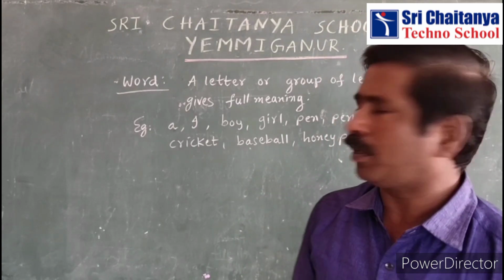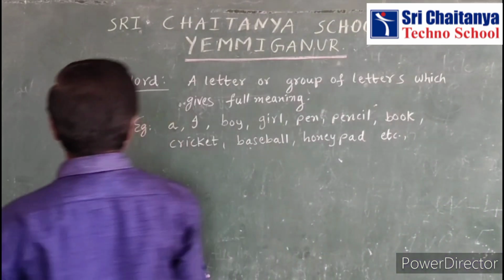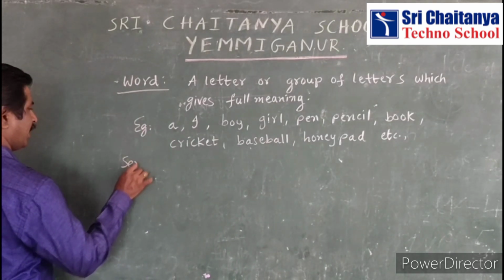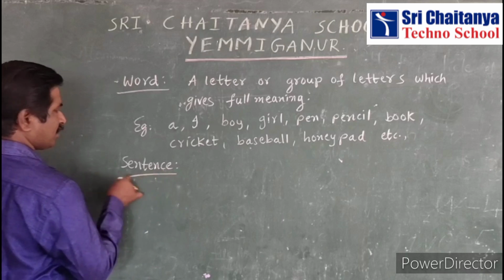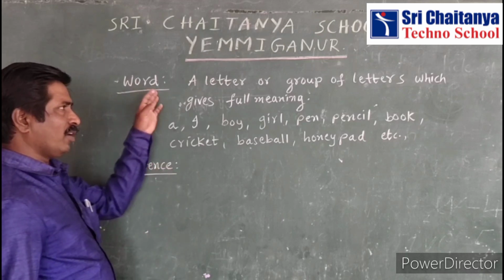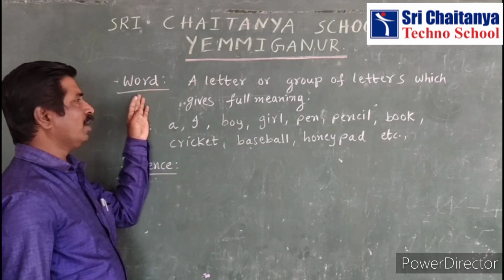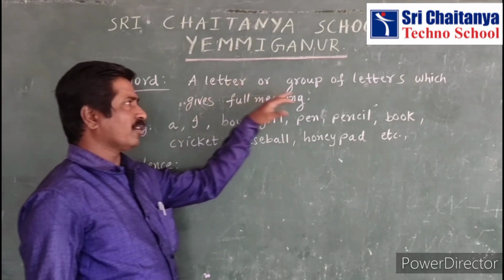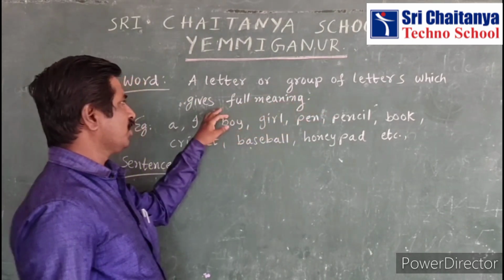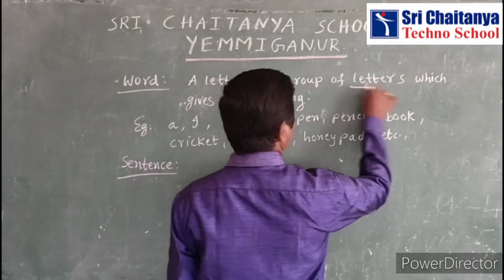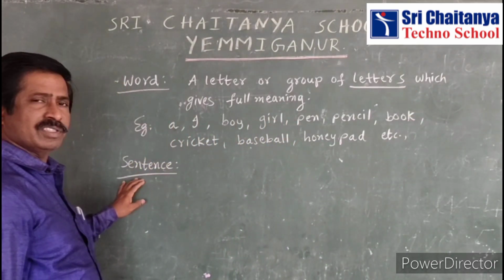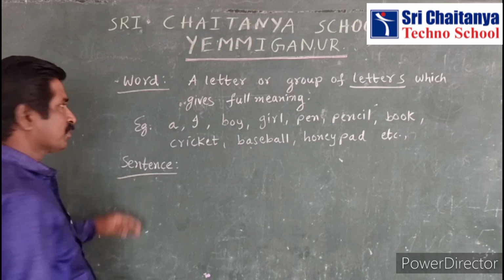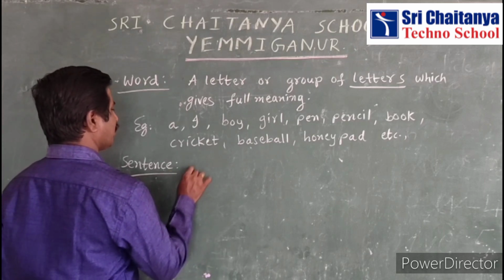Next, coming to the point of sentence. What do you mean by sentence? You have learned the definition of a word. A word is nothing but a letter or group of letters which gives full meaning. In the place of letters, word comes in the sentence definition. So here we go with the sentence definition.